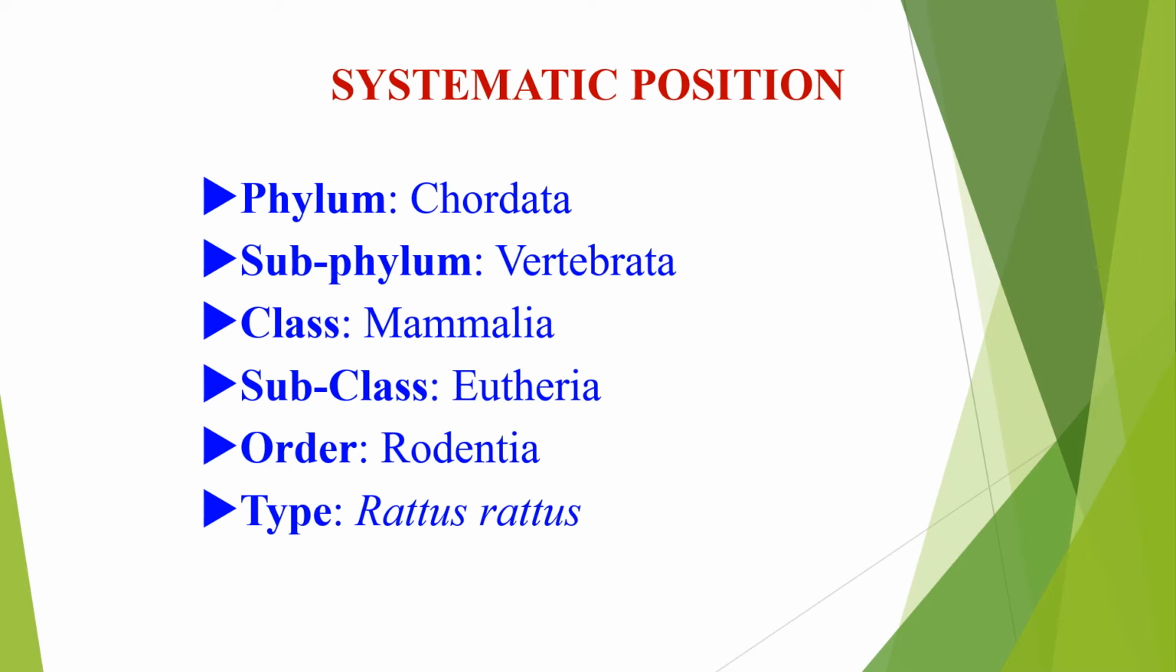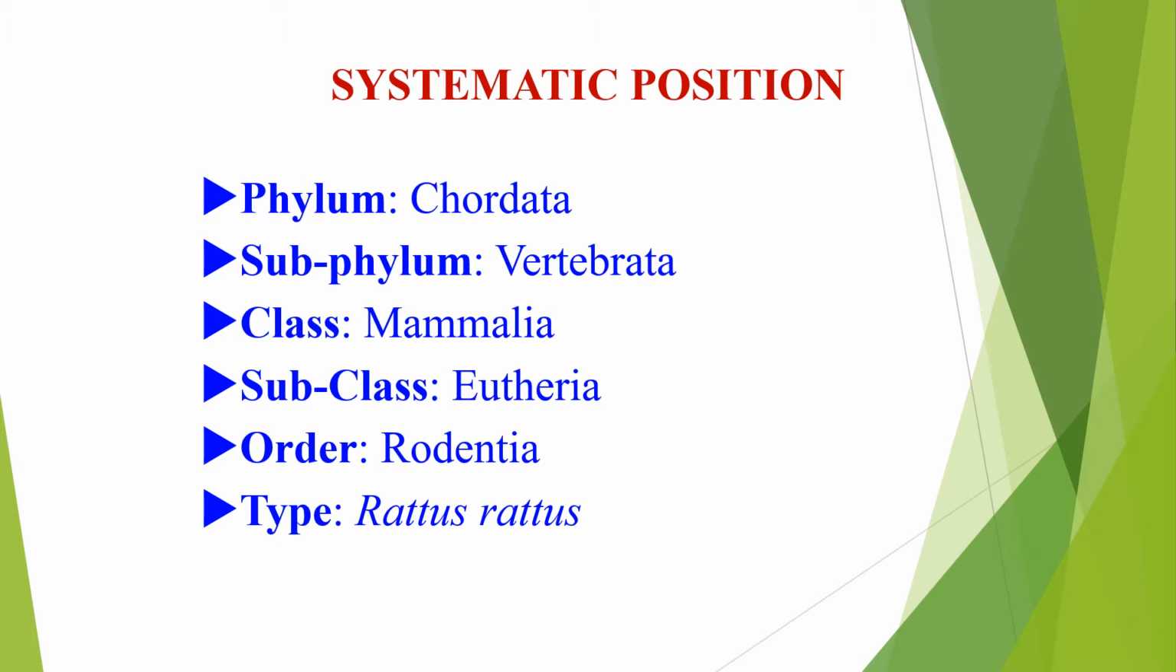First of all, I will tell you about the systematic position of rat. Rat belongs to the phylum Chordata because it has all the three distinct chordate characters, which are dorsal hollow nerve cord, presence of notochord and gill slits. Subphylum is Vertebrata because of presence of vertebral column in rat.